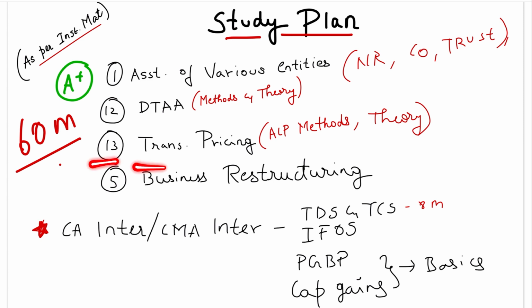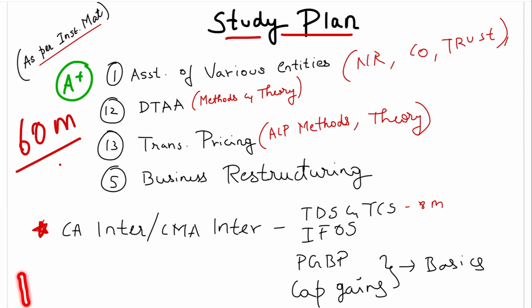Chapter 13, which is transfer pricing, an extremely important topic. It contains the ALP computation methods as well as some important theory. I'll discuss about transfer pricing in the later part of this video. Next, chapter 5, which is business restructuring.